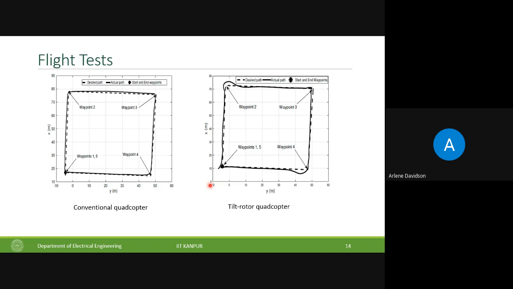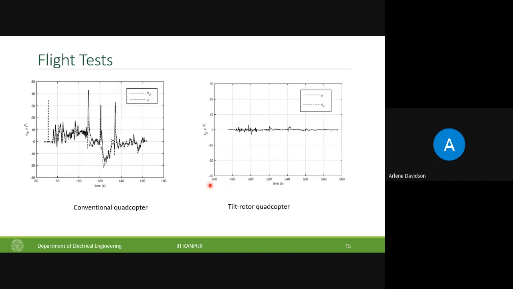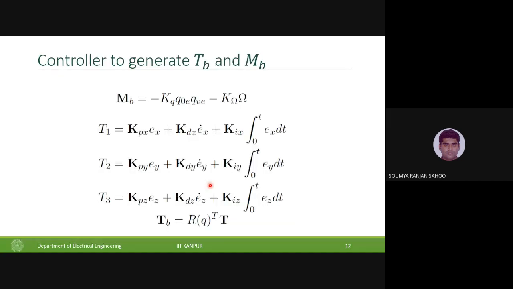Another thing is, in the hardware implementation, could you give some insight on how the hardware has been implemented? Yeah, so let me go back to my initial slides.